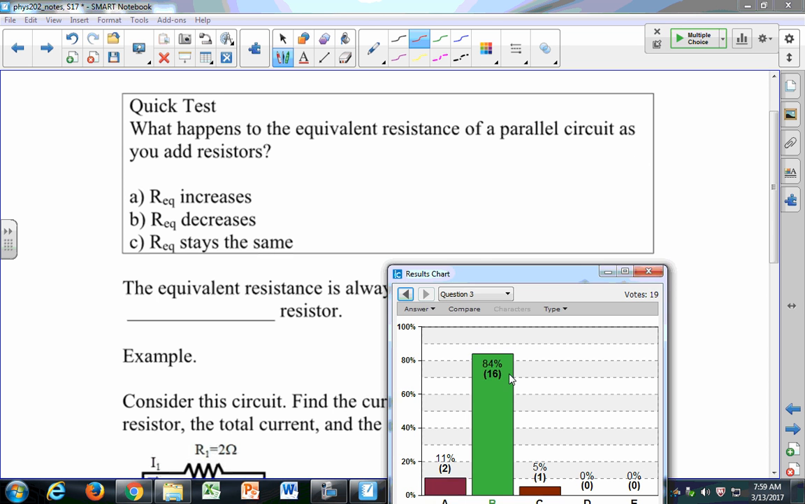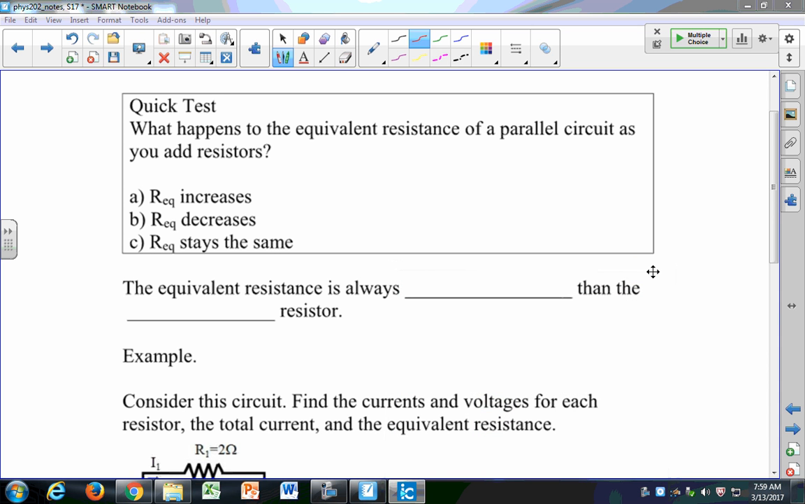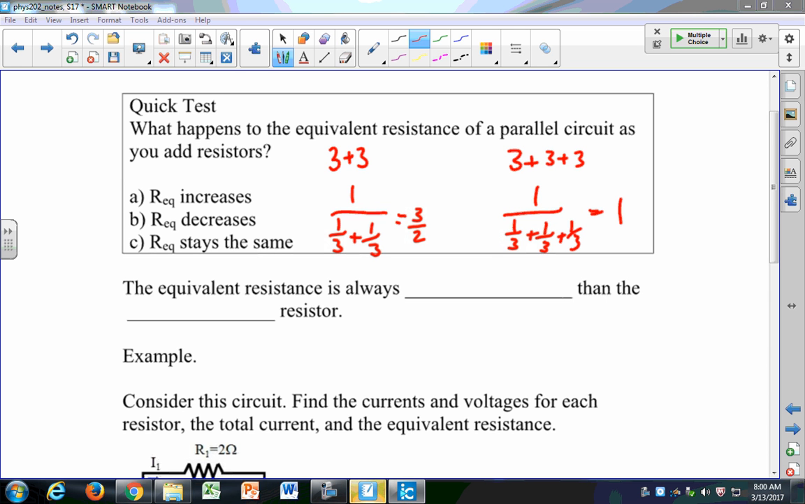All right, the equivalent resistance does decrease. You can think about this in a couple of ways. First, you can think of it in terms of just numbers. Let's say that I have a 3 and a 3 in parallel. That would be 1 over a third plus a third. That's 1 over 2/3, which is 3 halves. So the equivalent of a 3 and a 3 is 3 halves of an ohm. But if I have a 3 and a 3 and a 3 in parallel, then that equivalent is 1 over 3 plus 1 over 3 plus 1 over 3. And that's equal to 1. So notice that when I added a resistor, my equivalent went from 1.5 ohms to just 1 ohm.